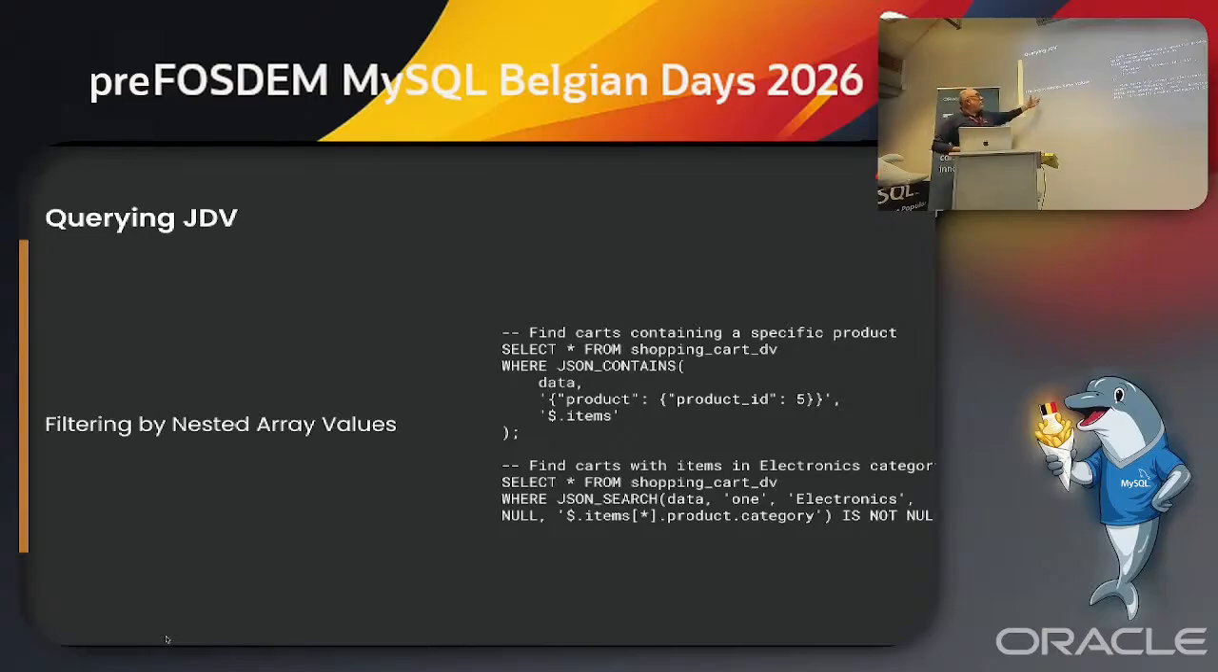We can also filter by nested documents. So in this case, for example, I'm searching for certain products, for the carts that contain certain products, sorry. Okay. Or the carts that contain products of a certain family.